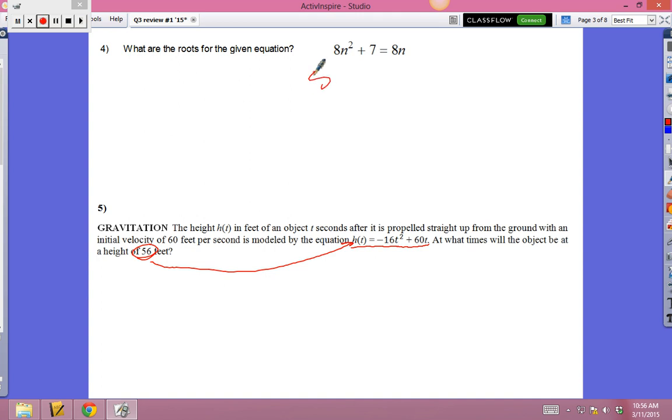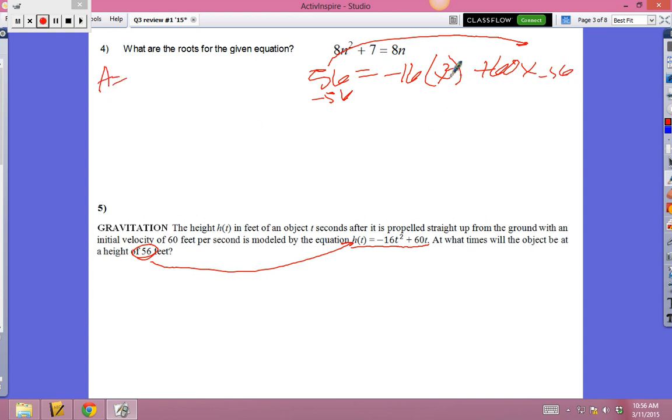So it's going to be 56 is equal to negative 16. I'm going to change them to x's. I don't know why I did a parenthesis. x squared plus 60x. Okay, so first move, I'm going to move this 56 over here. So I'm going to minus 56, I'm going to minus 56. So my A is how many squares I've got. My A is negative 16. My B is 60. And C is going to be negative 56.